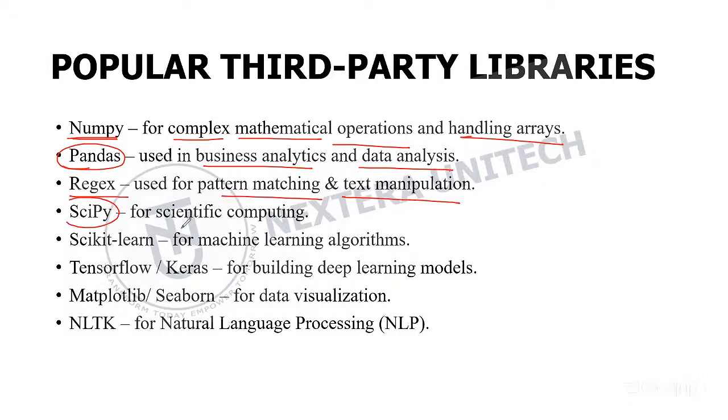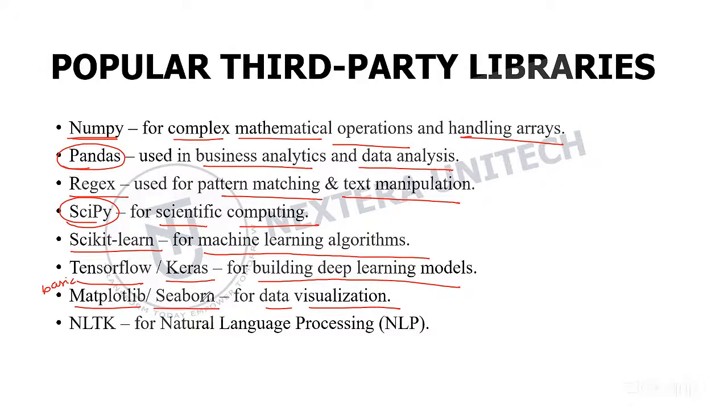And then SciPy, which is used for scientific computing. And then the scikit-learn library is used for machine learning algorithms. And then TensorFlow or Keras is used for building DL models, or deep learning models, easily. And then Matplotlib and Seaborn are used for data visualization. So Matplotlib is the basic one, and Seaborn is built on the foundation of Matplotlib, so this is the advanced one. And then we have NLTK for natural language processing, or NLP. So these are the popular third-party libraries.